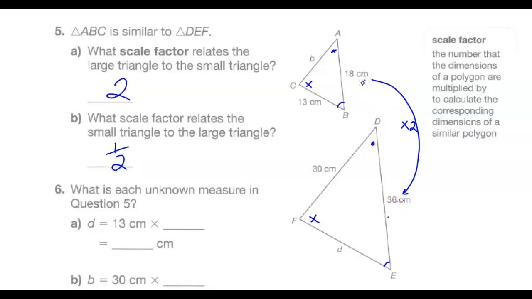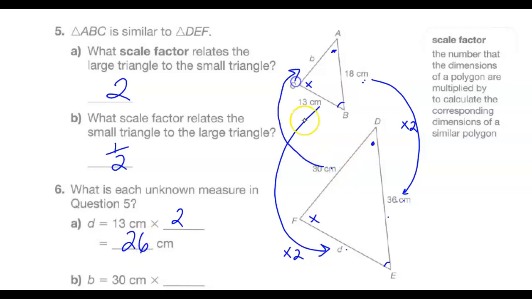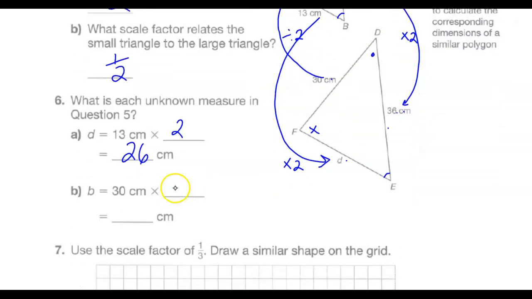What is each unknown measure in question 5? So this side D, we would take 13 and multiply by 2, which is 26. And then going backwards here, we take 30 and divide by 2. So we get 15. So multiply by 1/2 or divide by 2 would be 15 centimeters.